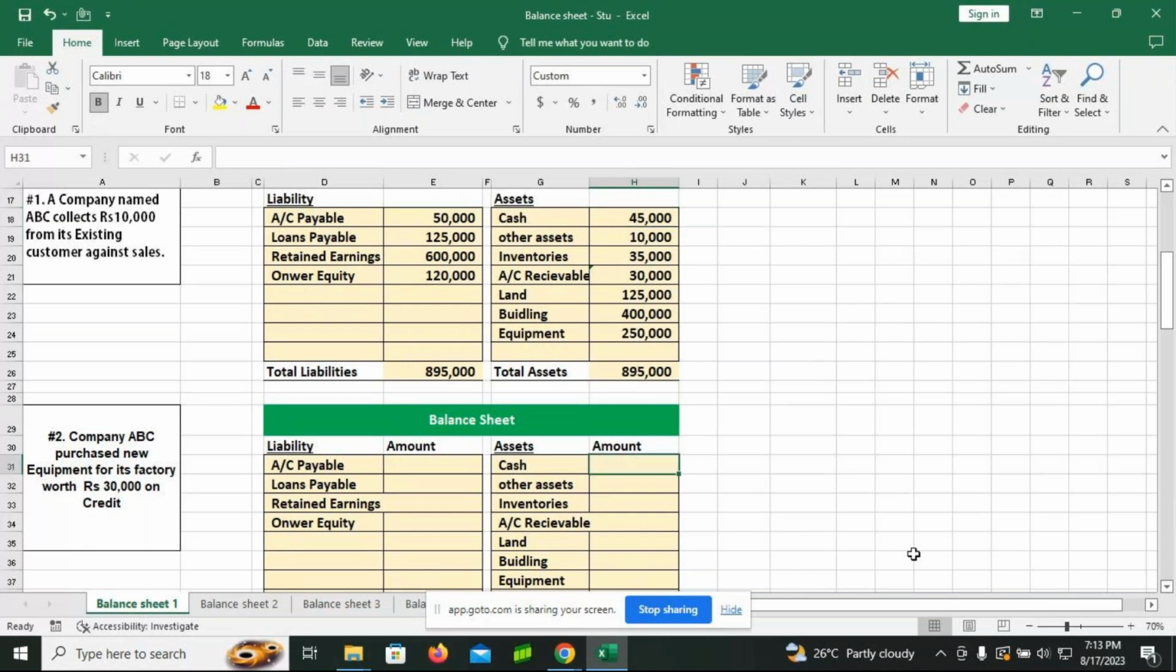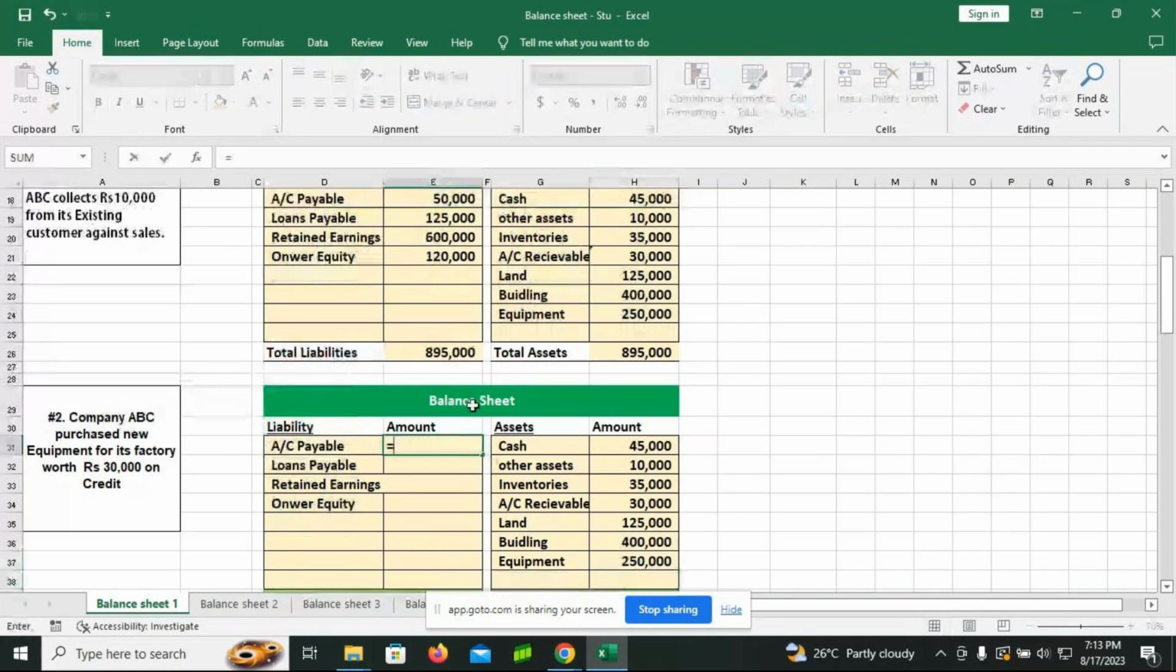Okay, let's see. So cash equals 45,000, then 10,000, then inventory is 35,000, 30,000. Land, building, and equipment. So on this side, the values, I'll copy as they are. One by one only, let's take.